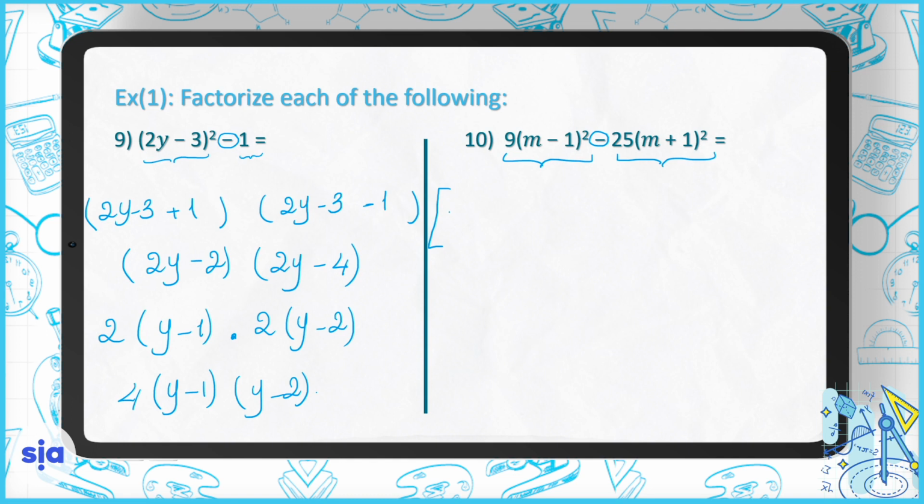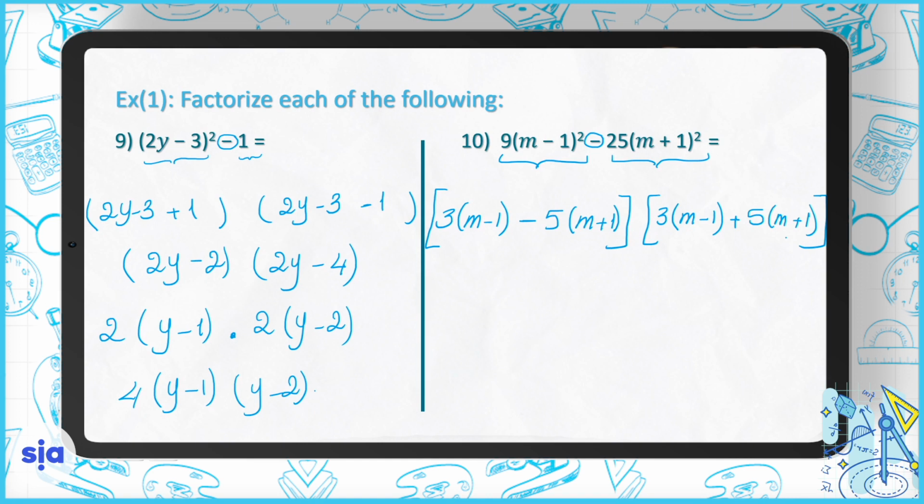So the square root of the first term is 3 times m minus 1 because the square root of 9 is 3, and in this bracket we're going to remove the power 2, minus the square root of the other term, which is 5 times m plus 1, multiplied by the same bracket but with a plus sign in between. Then you're going to simplify this. 3m minus 3 minus 5m minus 5 multiplied by 3m minus 3 plus 5m plus 5.